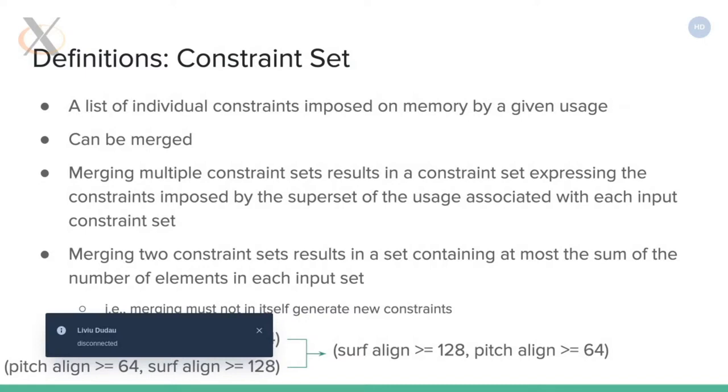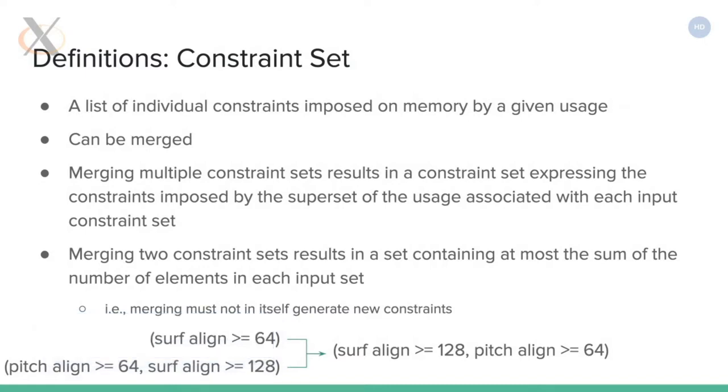A constraint set is a list of individual constraints imposed on memory for a given usage. So for any given usage you propose, a device has to be able to report to you all the constraints that apply for that device for that usage. And so we call that a constraint set. Like constraints, constraint sets can be merged.